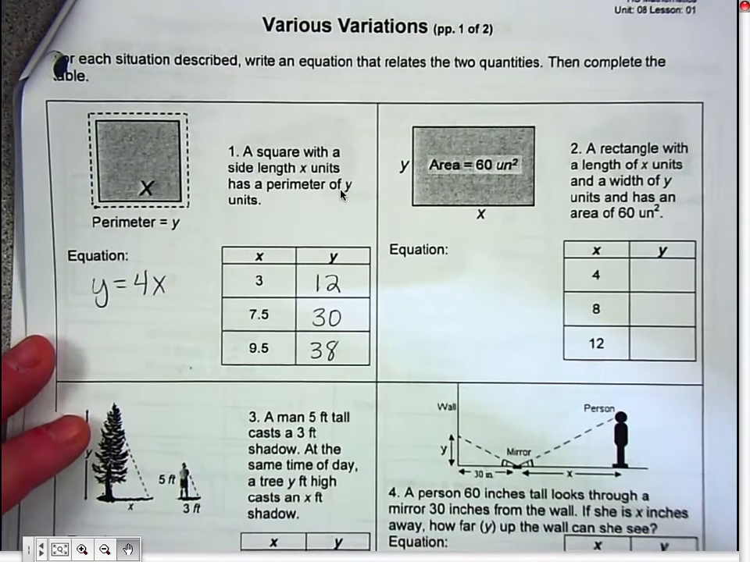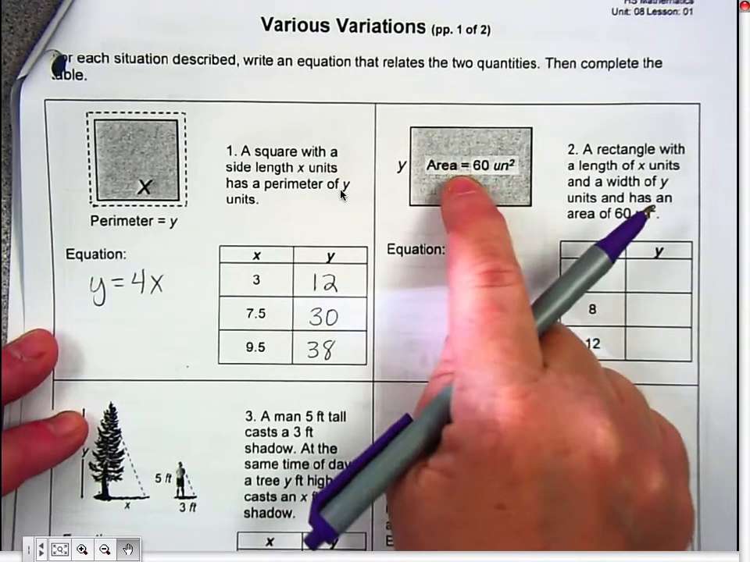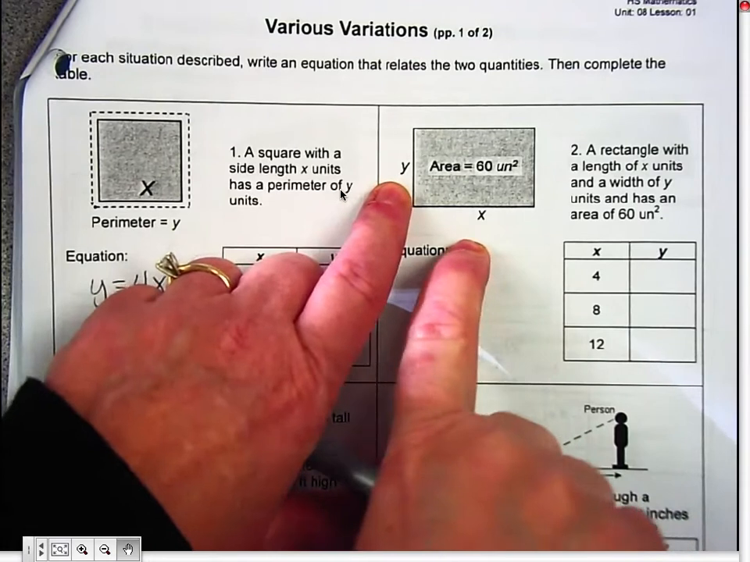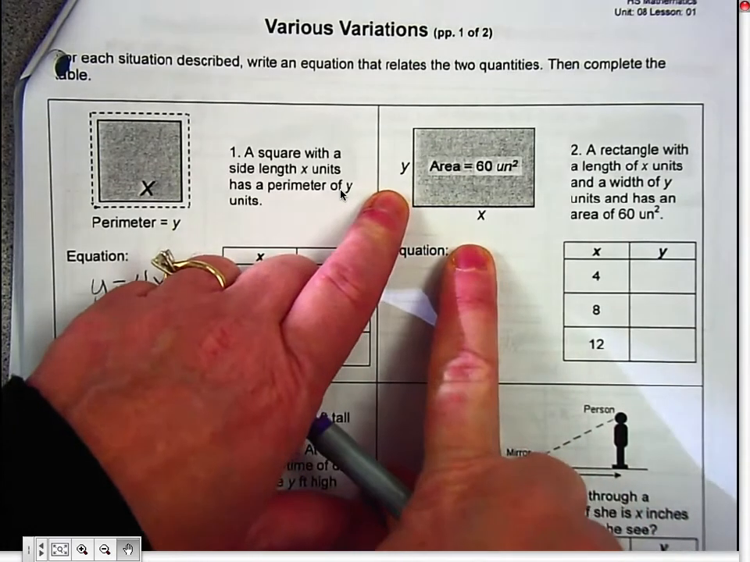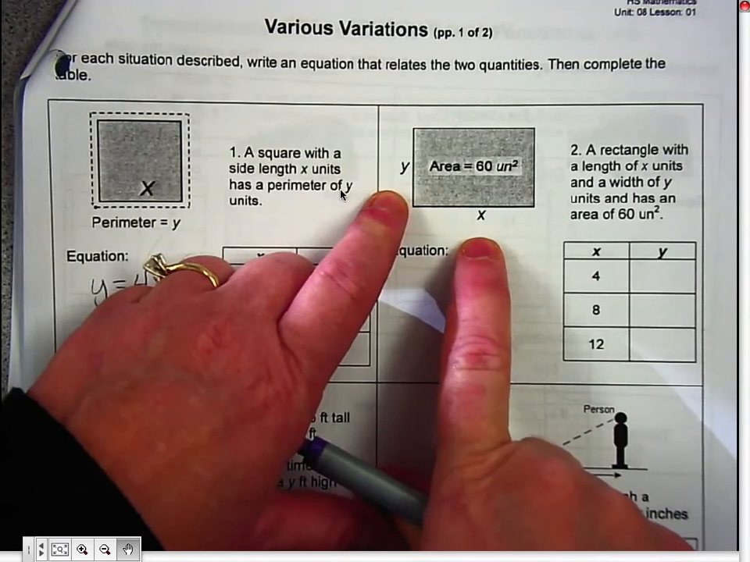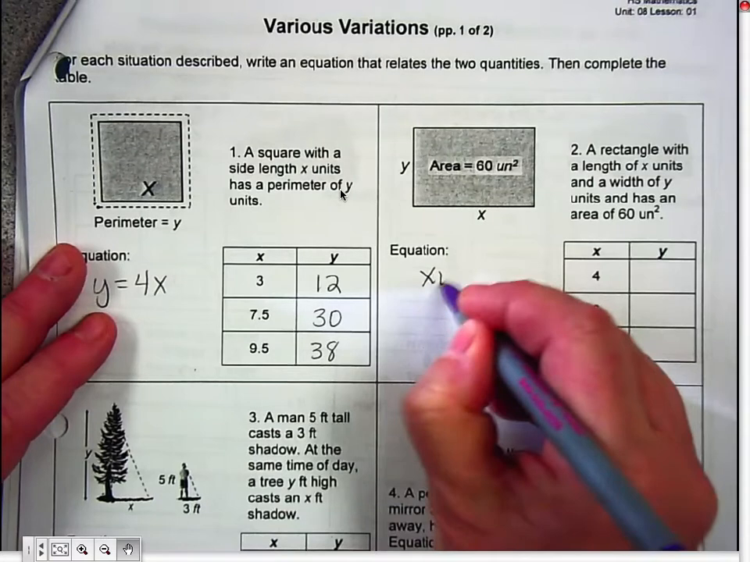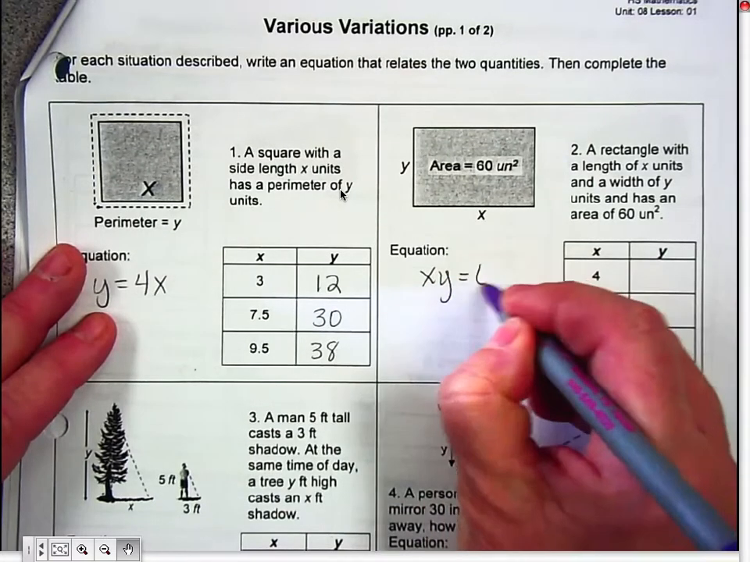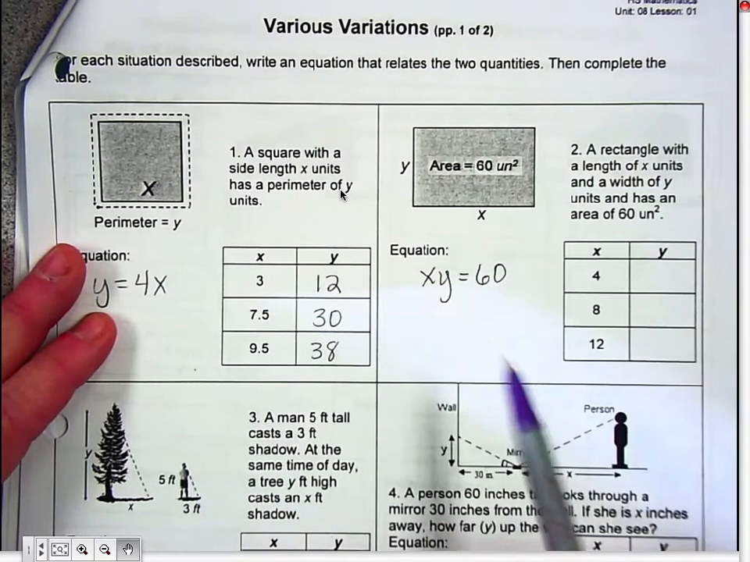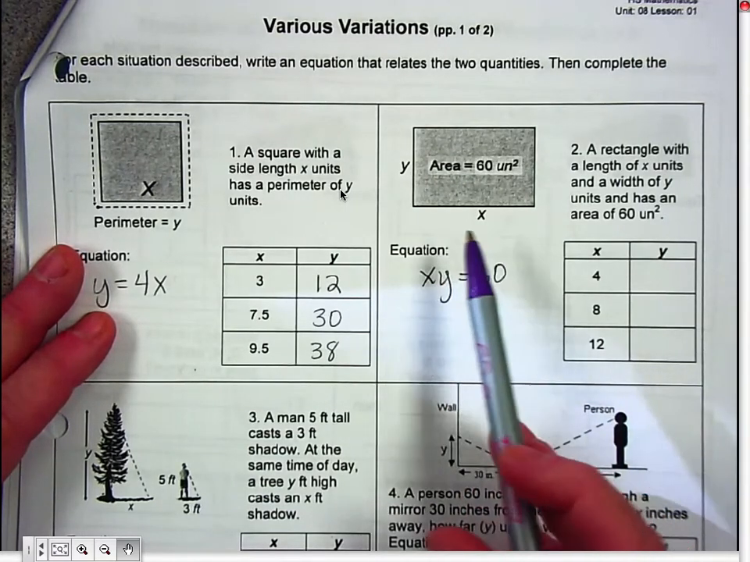Now, here they give you a rectangle and they tell you the area, but you don't know the sides. How do you find the area of a rectangle, though? Length times width. So we could write the length is x times 4 equals 60, because the area is 60. So what could x and y be? What are two numbers that would work here?